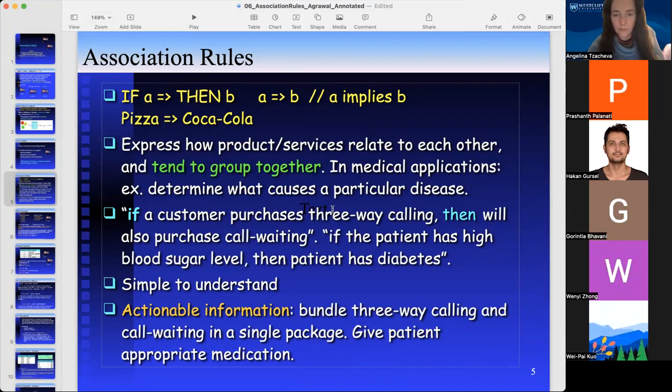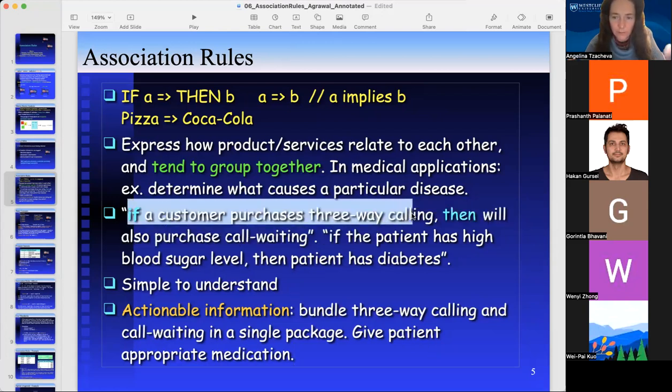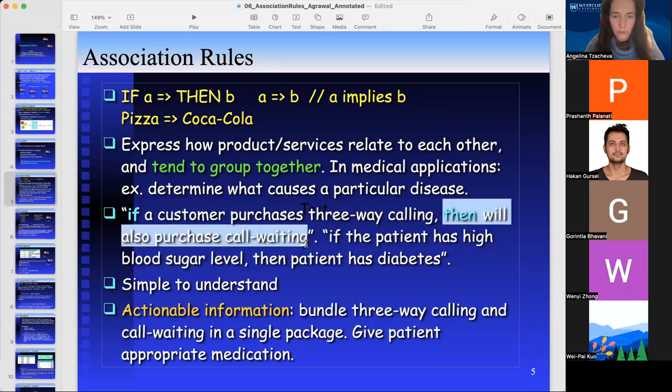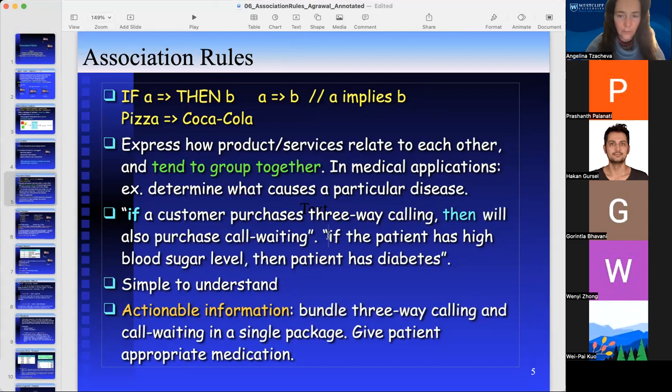So this is actionable information. It could allow us to bundle services together or it could help us make a decision on how to give patients appropriate medication. So if a customer purchases 3-way calling, then they also purchase call waiting. So these two services go together. If a patient has a high blood sugar level, then the patient likely has diabetes.